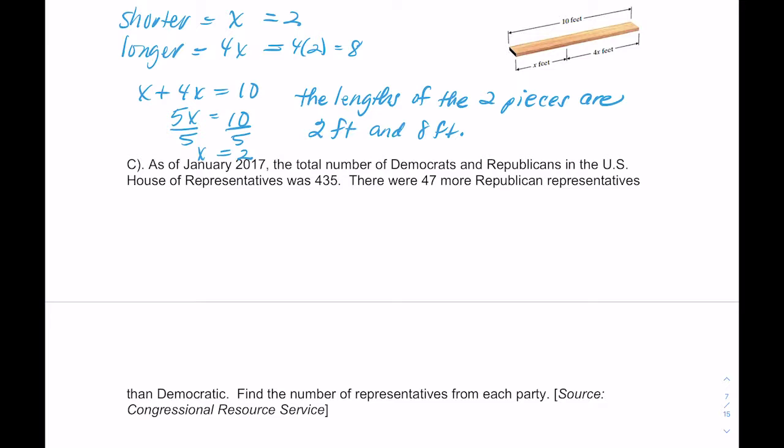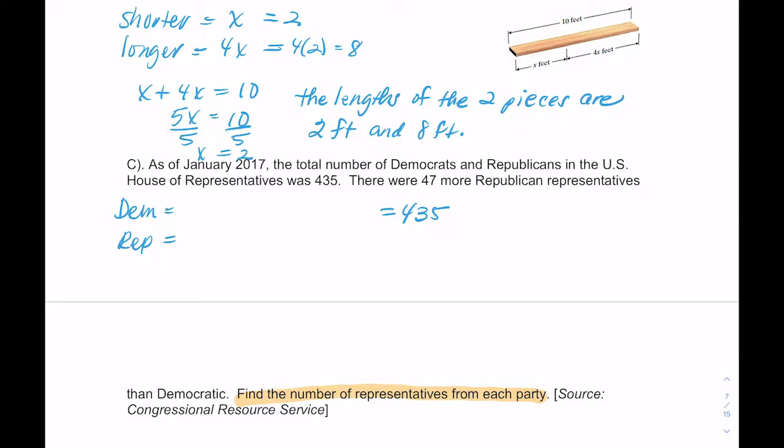Okay, so we know what we're looking for. We're looking for how many Republicans and how many Democrats there were in the House of Representatives in 2017. So I'm looking for Democrats and I'm looking for Republicans. If I go back to the problem, it says the total number, total means to add. The total number of Democrats and Republicans was 435. So I know my equation, since it says total number, is going to equal 435.